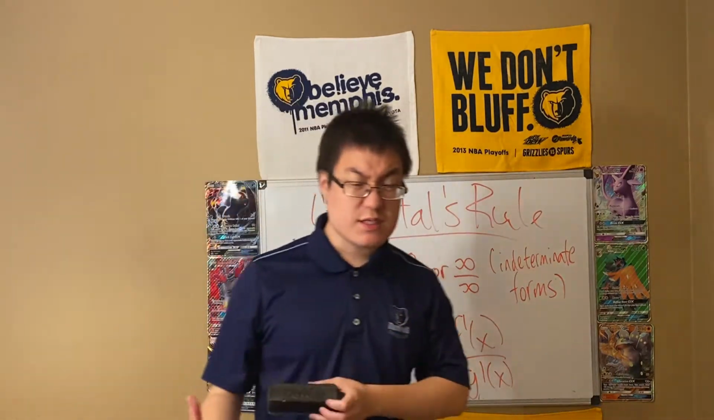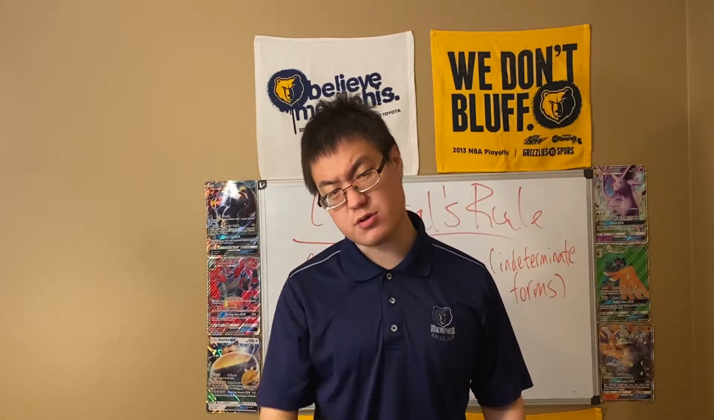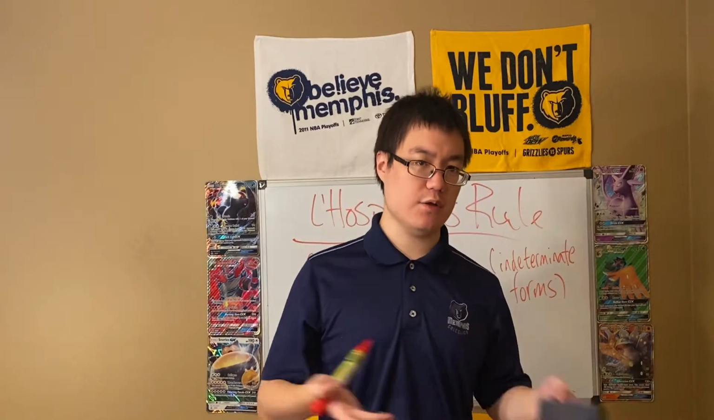But if you don't see a limit, then it's usually just a straight up derivative question. Take a derivative of a quotient. That's when you do quotient rule. Low d high minus high d low over low low.